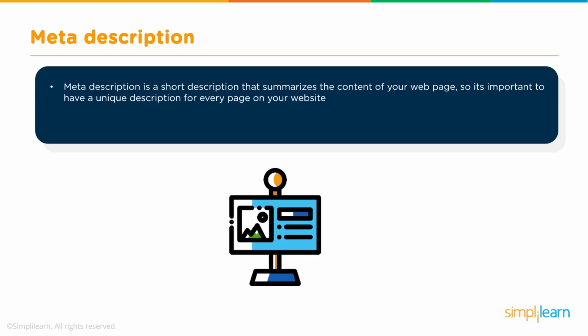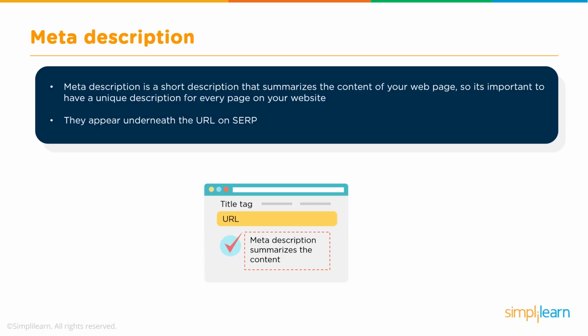So the meta description is just a short description about the content on your web page. If the title tag is the title of the web page, the meta description describes the page. Okay, so it's a description about what that page is. The meta description appears under the title tag and then the URL.